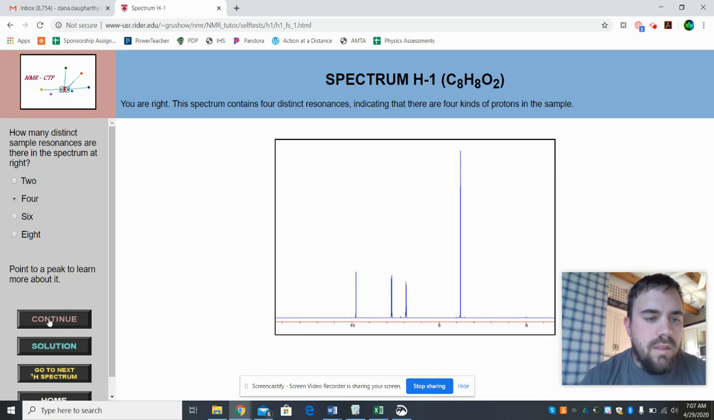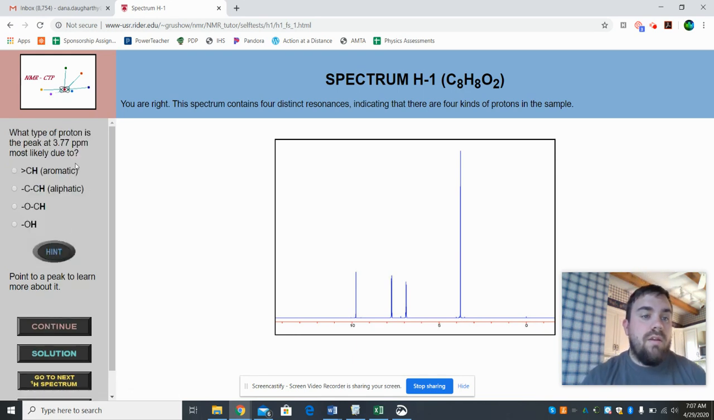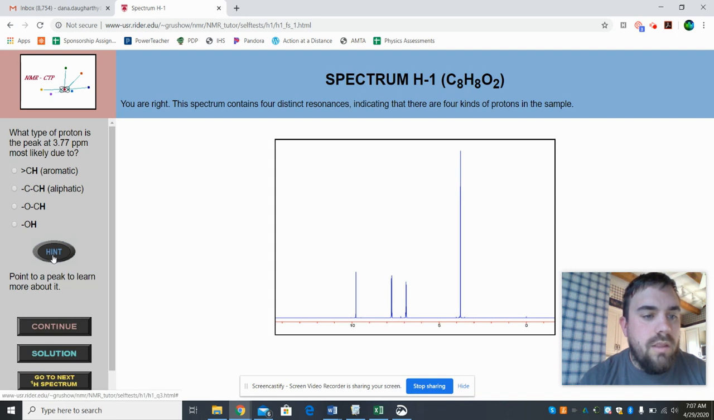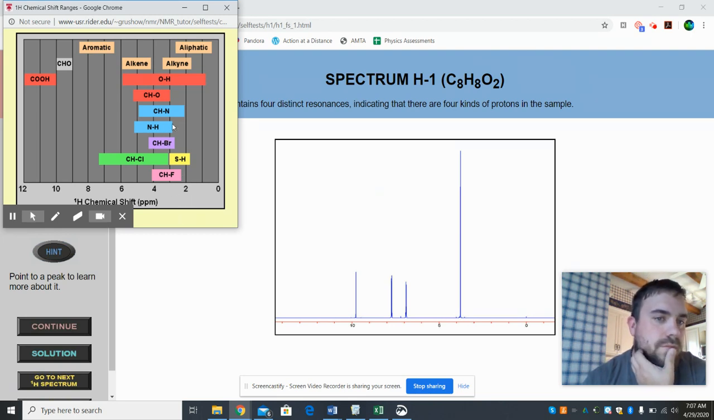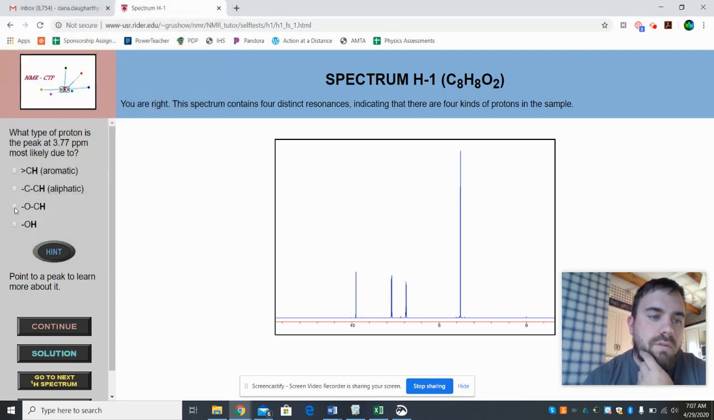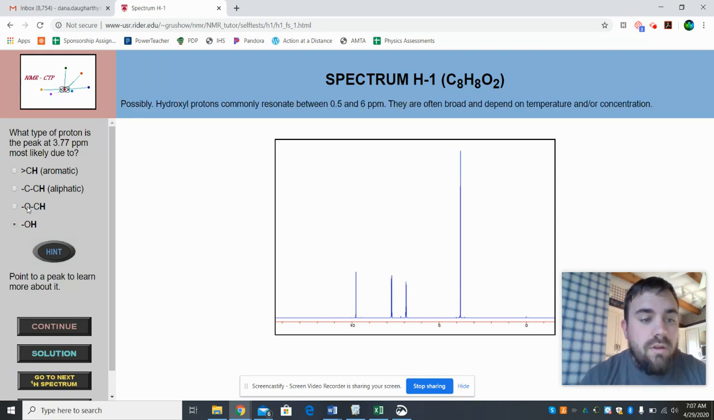So then if you click continue, it says what type of proton is the peak at 3.77 parts per million. If you click hint, then 3.7 would be somewhere right along in here. So let's see, maybe OH or a CHO, something like that. There are 2 of those options, so let's just pick one. It says possibly. So it's possibly one of those guys.